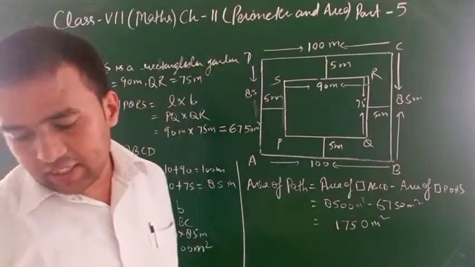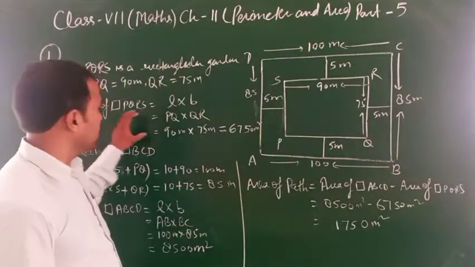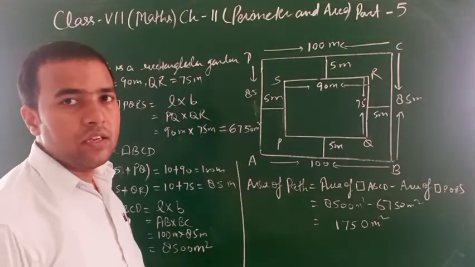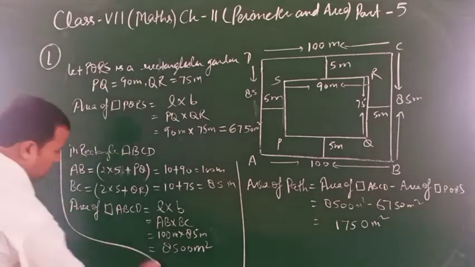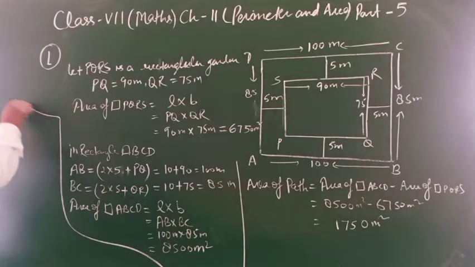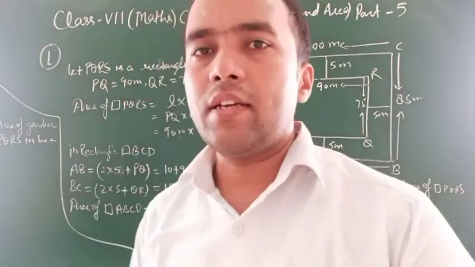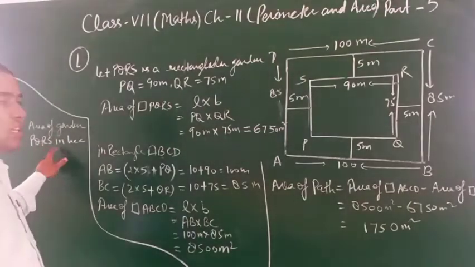Clear? But it is asking also to find the area of the garden in hectare. Means area of the garden PQRS. It is a garden. This area is 6750. We will write it. Clear? Area of garden PQRS in hectare. Okay? In hectare.